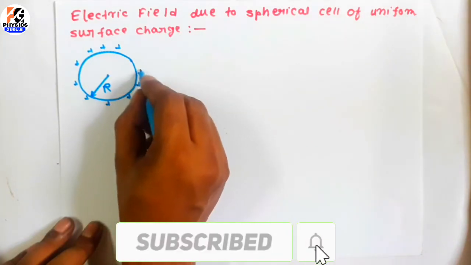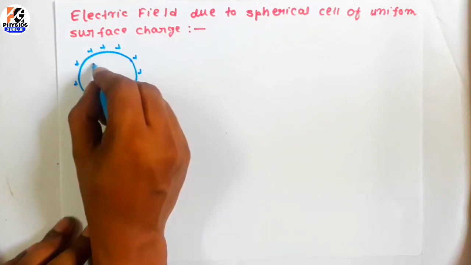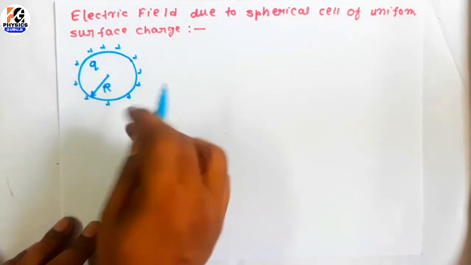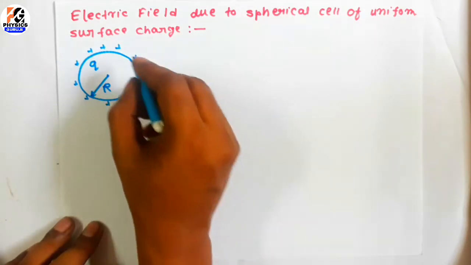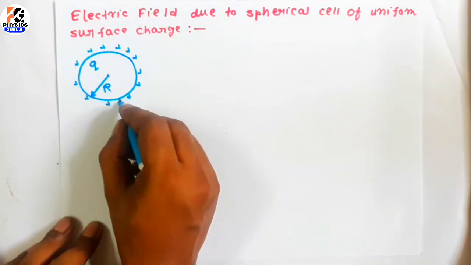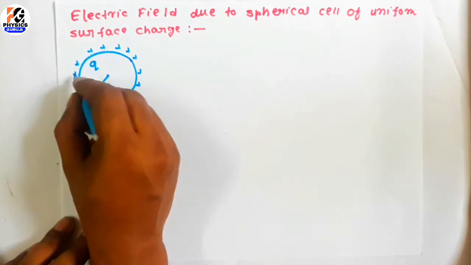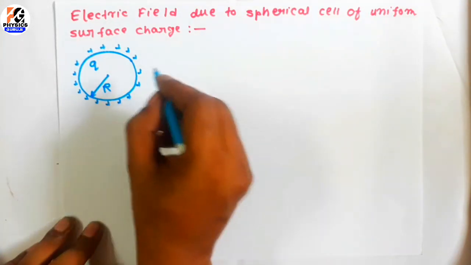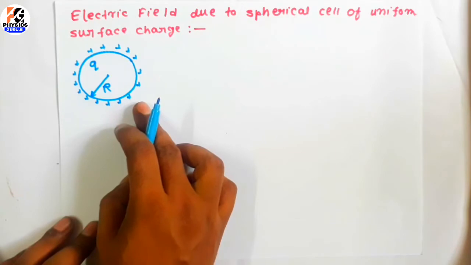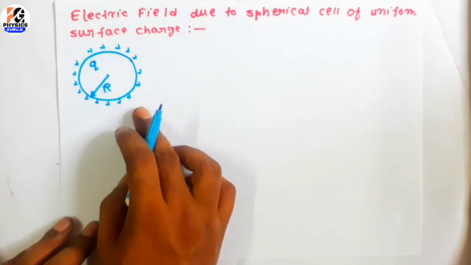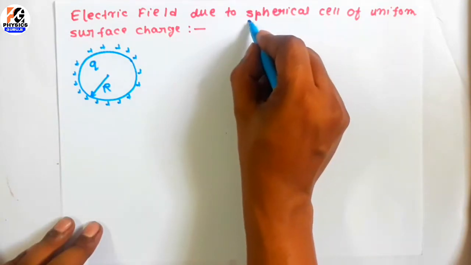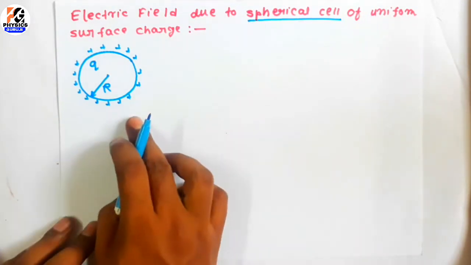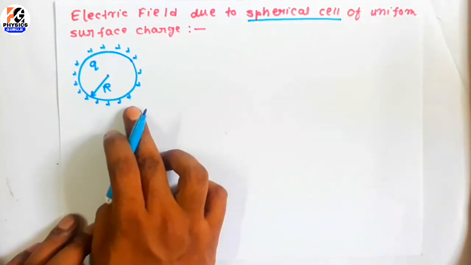And the total charge on the surface is, let's say, q. So q is the total charge on the surface and the charge is distributed uniformly over the surface. Now let me clarify first that this case you can take in two ways. One is a spherical shell, or you can take this as a sphere of metal, that is, a conductor.